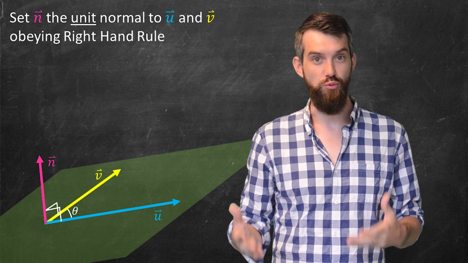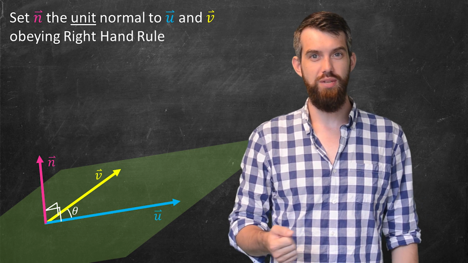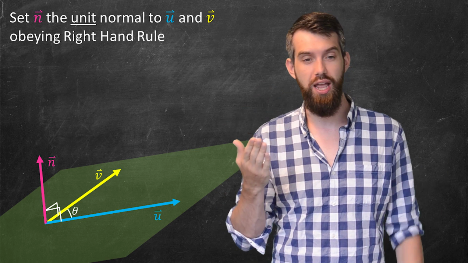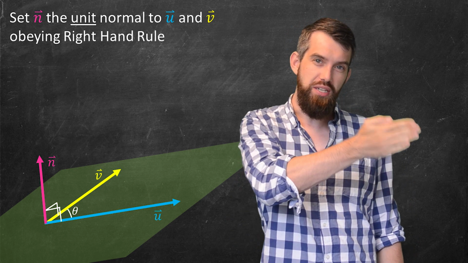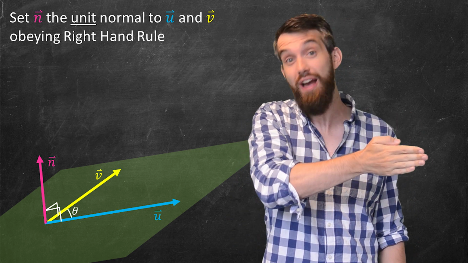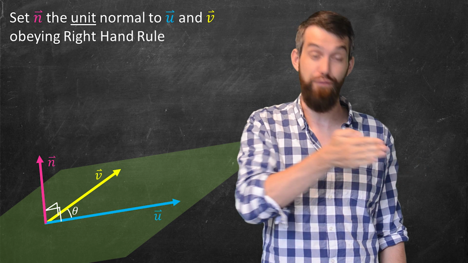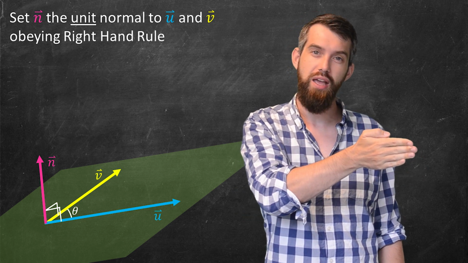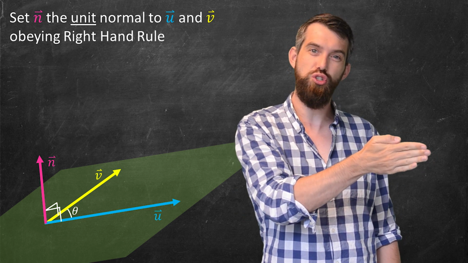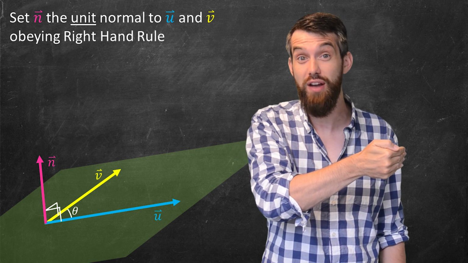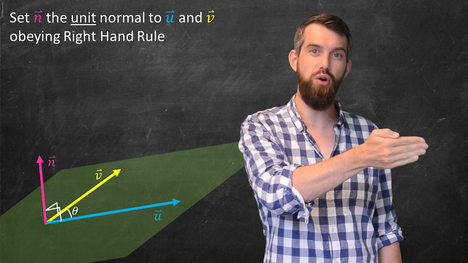The way the right-hand rule works is this. You take your right hand, because it's called the right-hand rule, and first of all, you point it along the direction of the u vector, the first vector that you're considering. So your fingers point in the direction of the first vector. And then they curl towards the second vector, the v vector in this case. So they point along u and they curl to v.